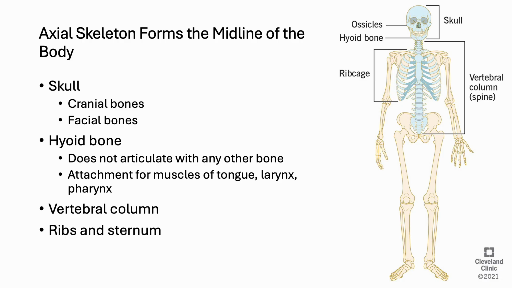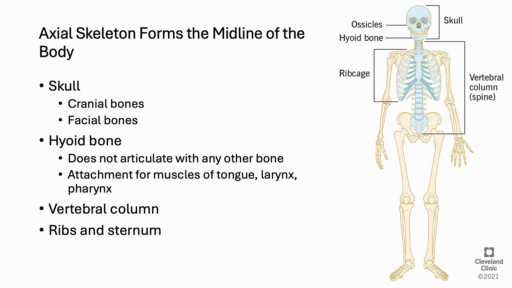The axial skeleton forms the body's midline and includes the skull, vertebral column, ribs, and sternum. The skull is composed of the cranial and facial bones, which enclose the brain and support the structures of the face. The hyoid bone, located in the upper neck, is unique because it does not articulate with any other bone. Instead, it's suspended by muscles and ligaments and serves as the anchor for the tongue, larynx, and pharynx.